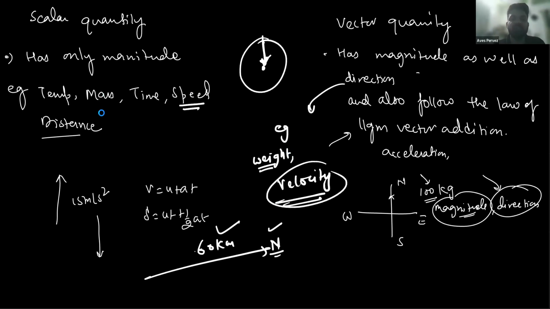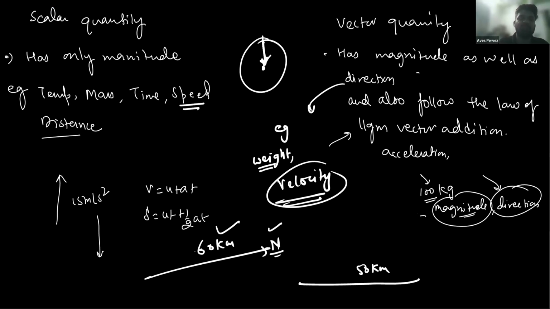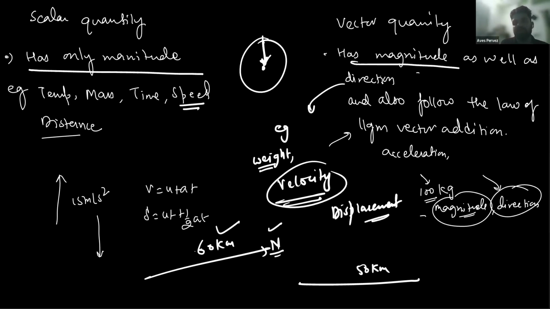Similarly, when distance has direction, for example, I travel a distance of 50 kilometer in the direction of north, now it has become displacement. So velocity, weight, and displacement are examples of vector quantities. So note it down. Note it has magnitude as well as direction. Example, and then write these 3.